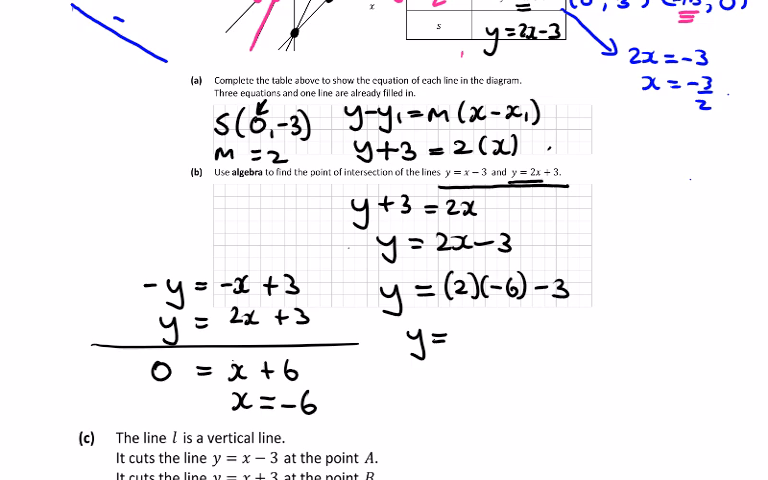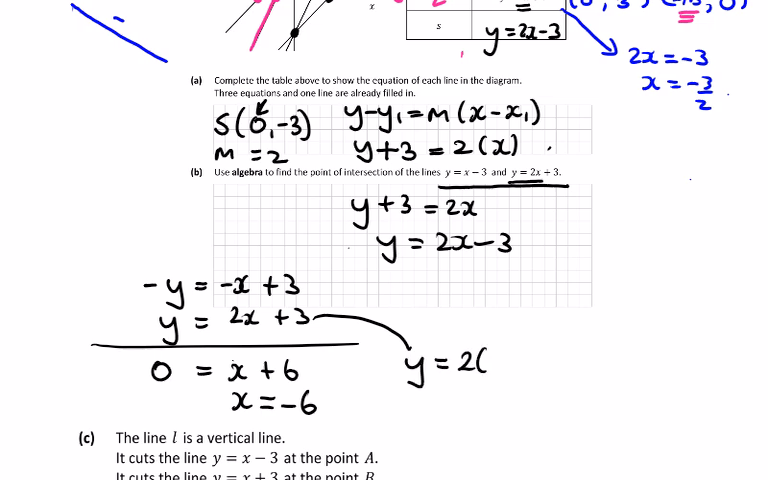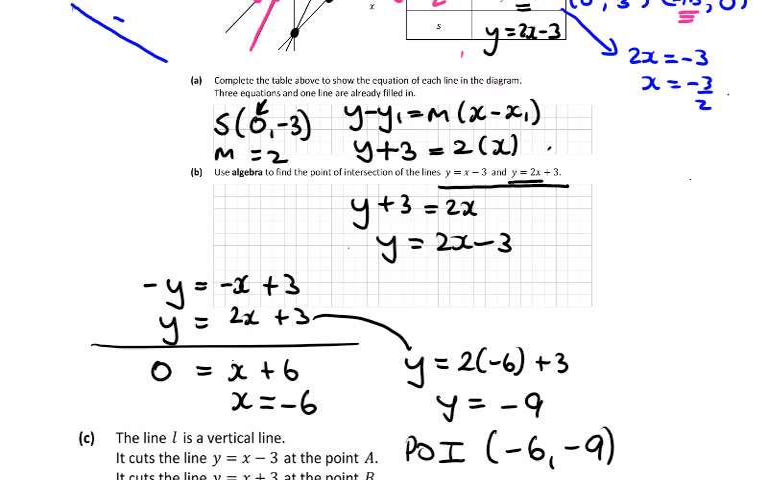And if x is equal to minus 6, y is equal to 2 by minus 6 minus 3. Y is equal to, just see I'm using the equation from the previous part. Let me just use the correct equation. So y is equal to 2x plus 3. So this one here. Y is equal to 2 by minus 6 plus 3. Y is equal to minus 9. So the point of intersection, minus 6, minus 9.